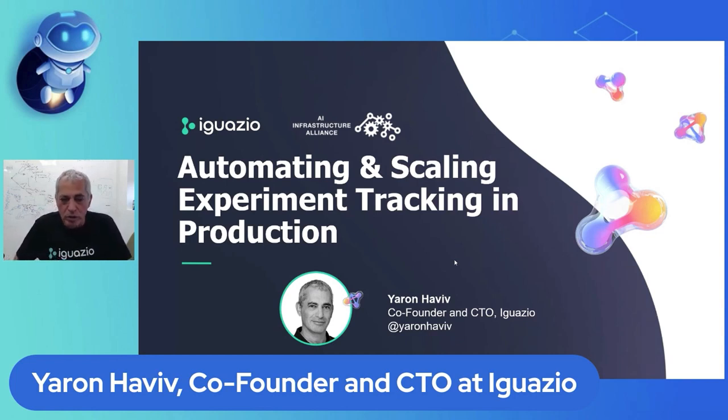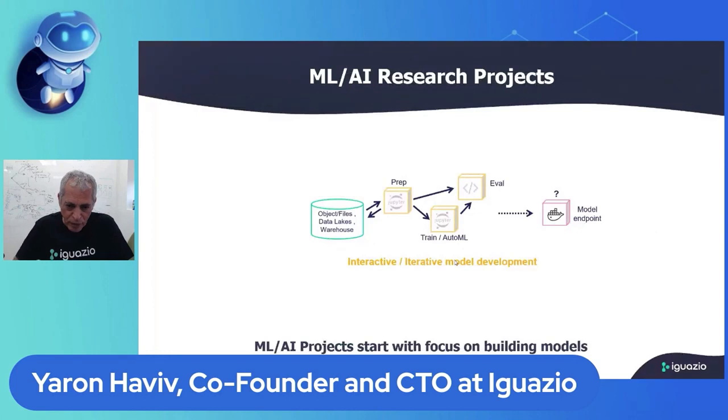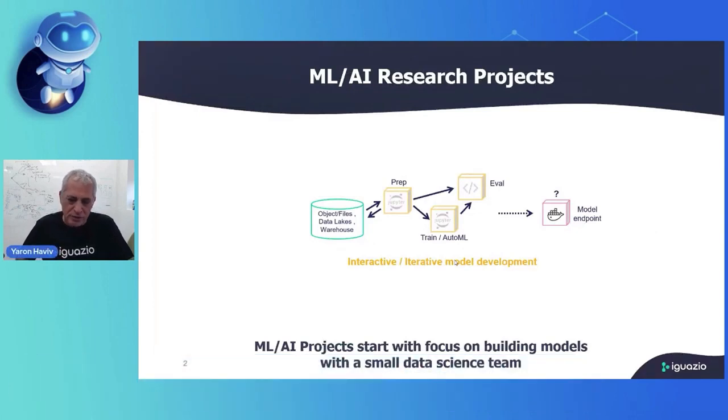And what we're going to discuss today is how to automate and scale experiment tracking in production. In general, we're going to speak about production pipelines and also how this specific item relates to tracking of various artifacts and experiments. Before we dive into understanding how to do it right in production, let's understand the different steps, what we need to do, and how it works today.